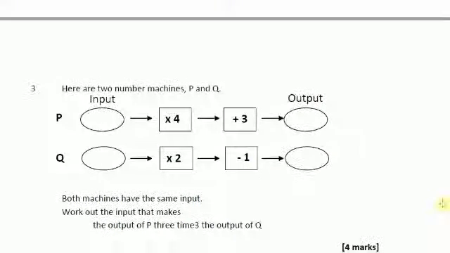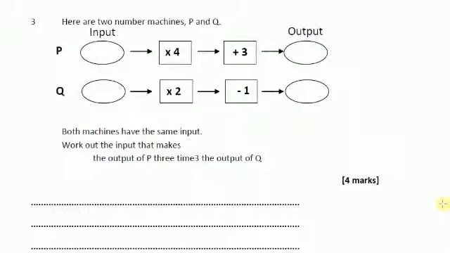Question 3 says, here are 2 number machines P and Q with an input and an output. Both machines have the same input. Work out the input that makes the output of P 3 times the output of Q. So let's call X the input. So X times 4 plus 3. So we can write it as 4X plus 3. That's the output of P.